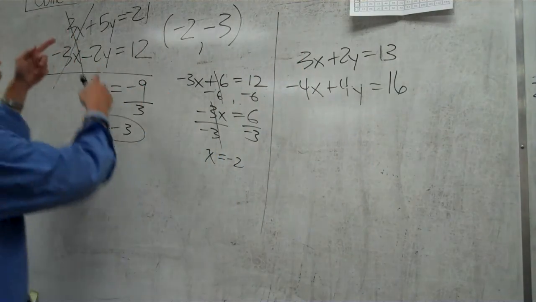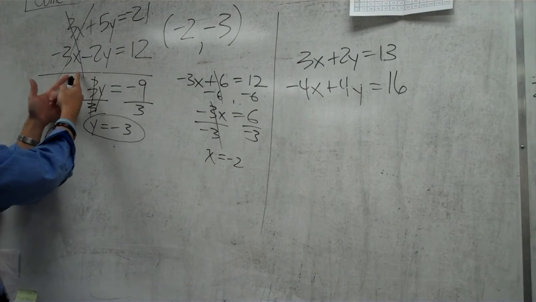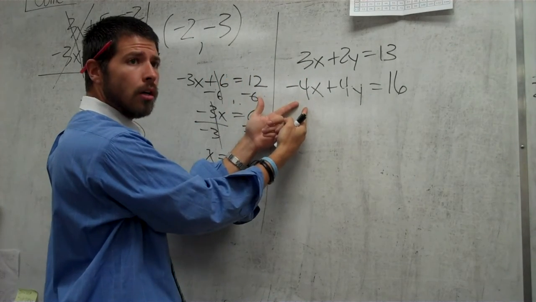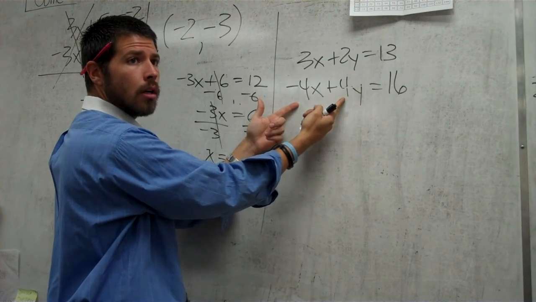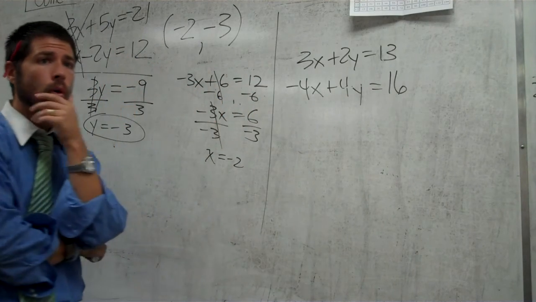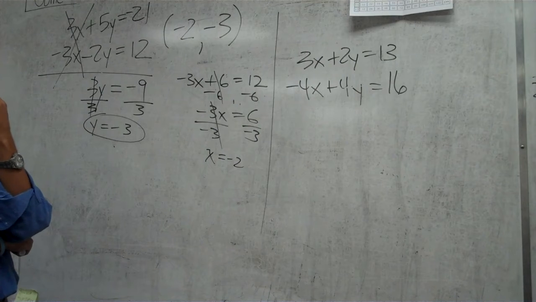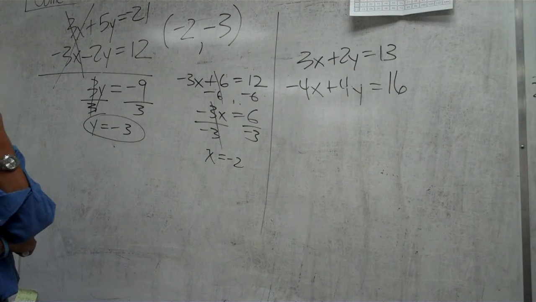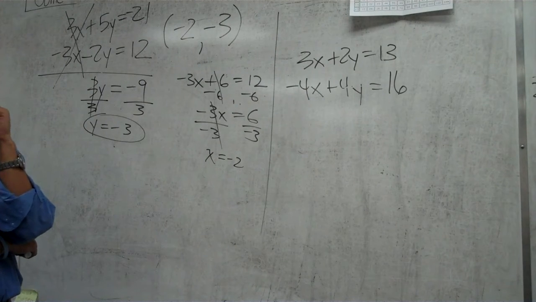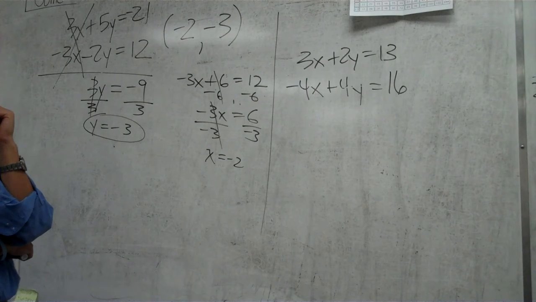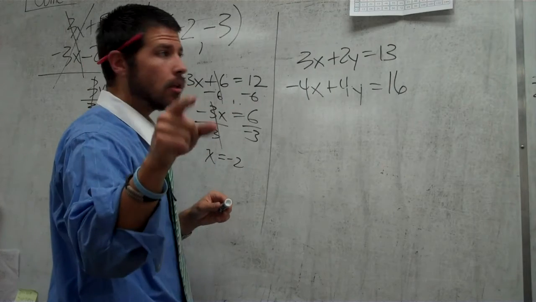Do I have opposites on any of these? No. Before I had 3x and negative 3x, that was good news. Here I have a 3 and negative 4, and a 2 and a 4. Could you substitute? We could, but that's too annoying. We want to do elimination. What can we do to get opposites? Multiplying is probably better.